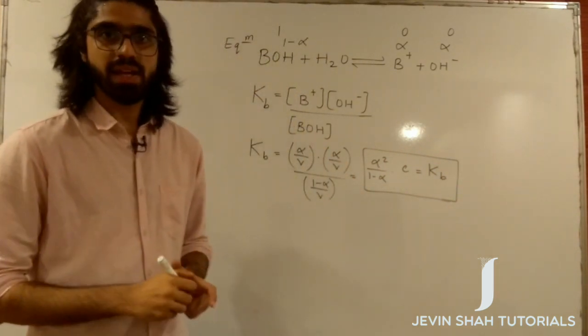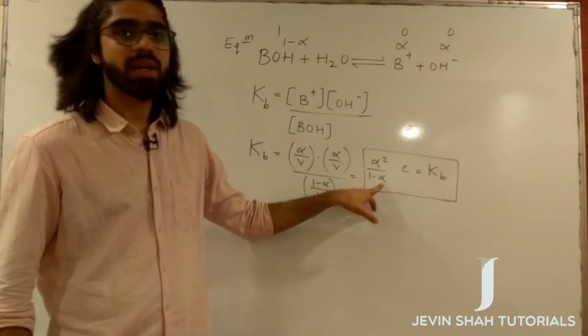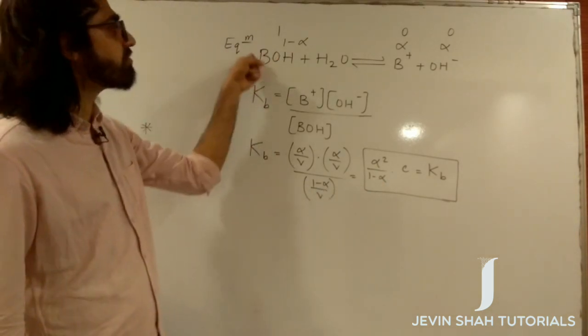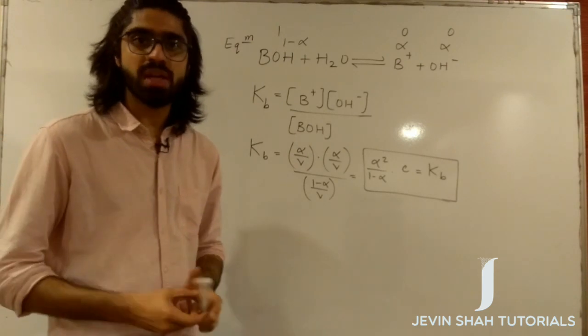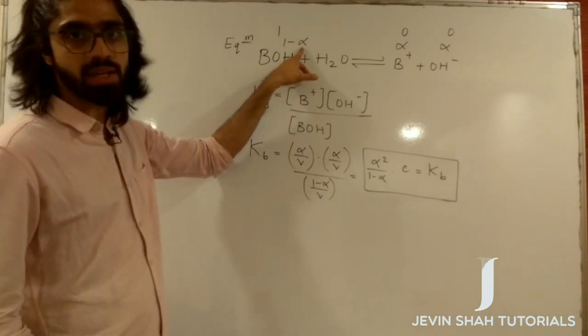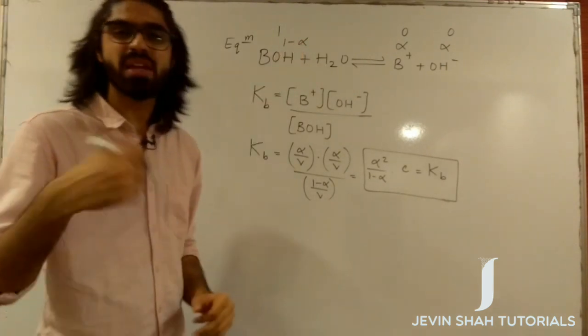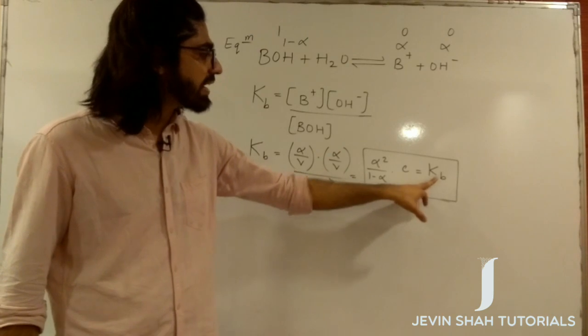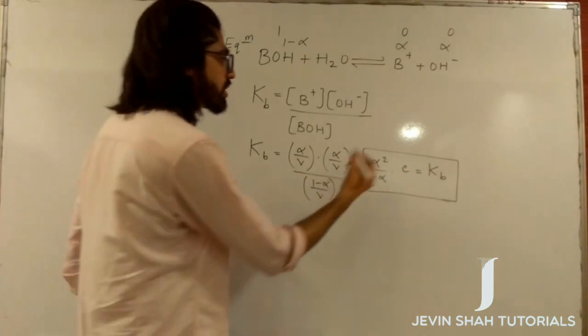The other variations like I have discussed, you can put that 1 minus alpha approximately equal to 1, assuming that the base that you have taken is a weak base, and because it is a weak base, the amount dissociated will be negligible. That is why alpha will be negligible and 1 minus alpha will be approximately equal to 1. So you can write that 1 minus alpha as 1 and Kb can be written as alpha square into C.